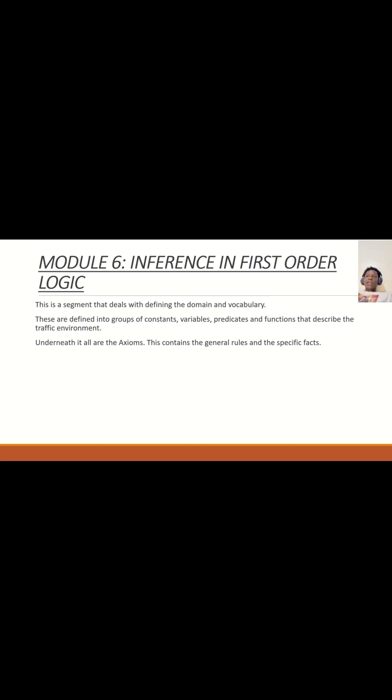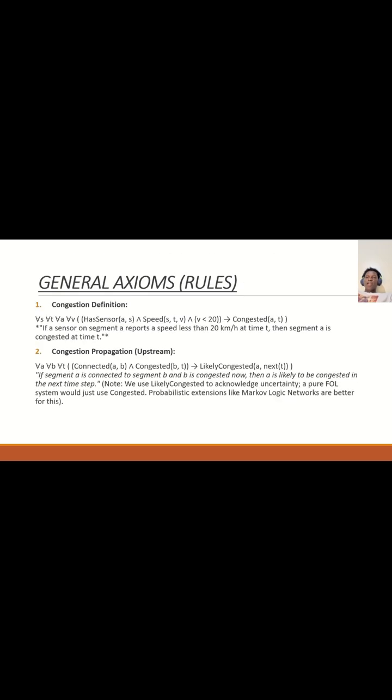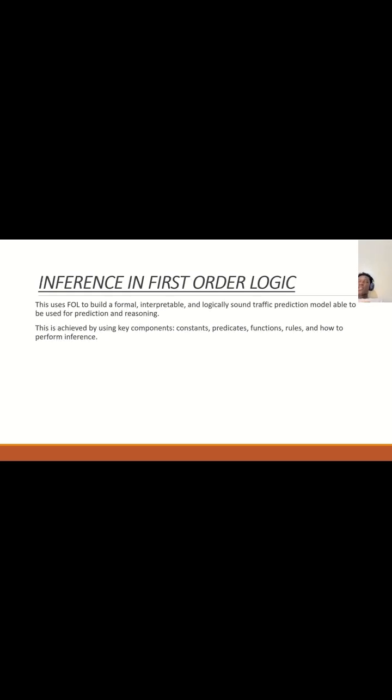So for the general axioms, what are the rules? We have 1, the congestion definition. Then 2, we have the congestion propagation, which is the upstream. We then have 3, the flow conservation. Then 4, we have the temporal persistence. So inference in first order logic uses FOL to build a formal, interpretable and logically sound traffic prediction model able to be used for predicting and reasoning.